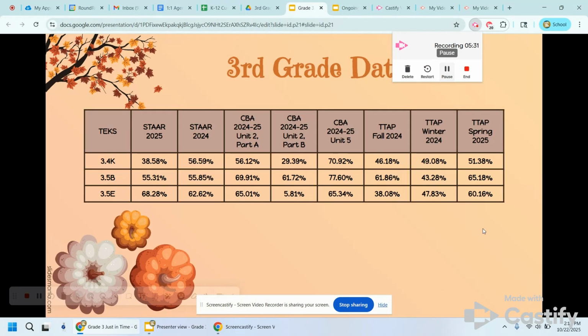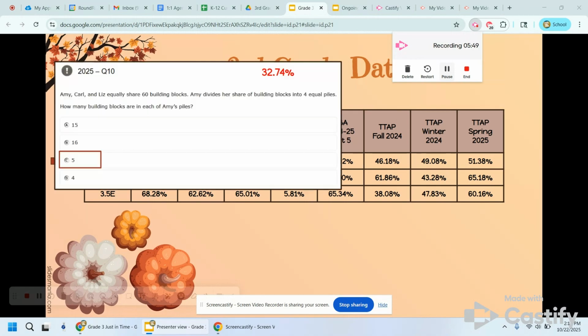Now we're going to look at some third grade data from the past that is aligned to the priority TEKS that we're going to be focusing on. We're going to start with 3.4-K. The STAR test last year, 3.4-K, 38.58% of students mastered that TEK on the STAR test. So let's look at those questions. That's a pretty low average.